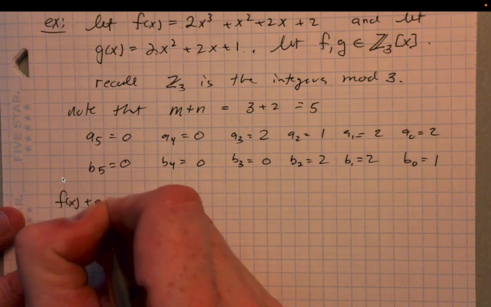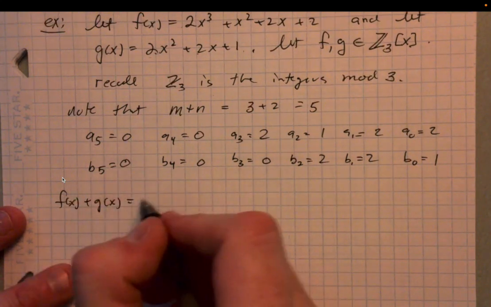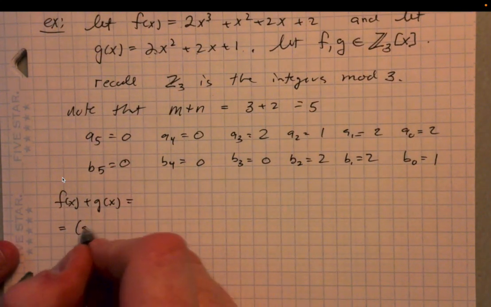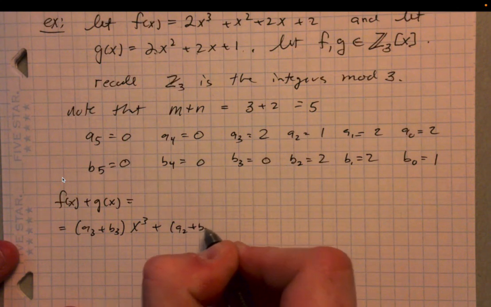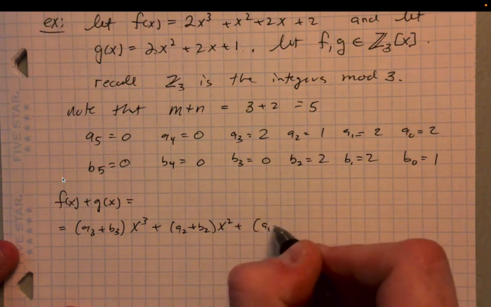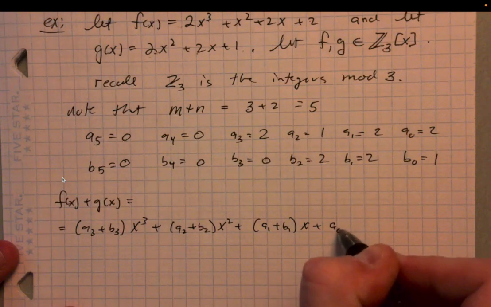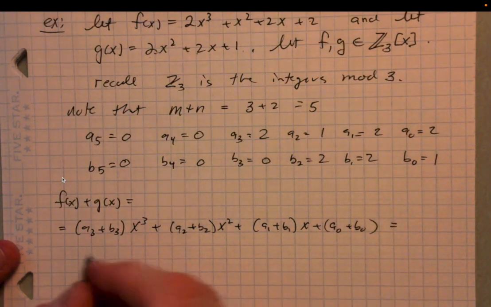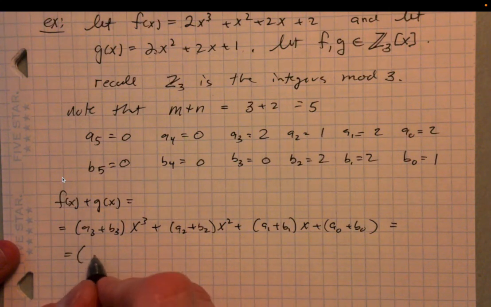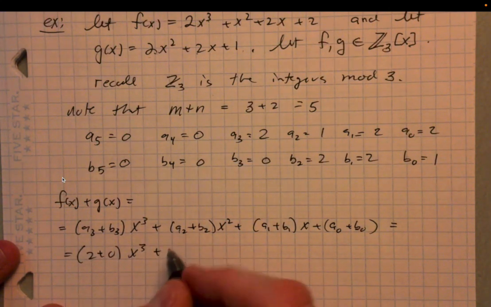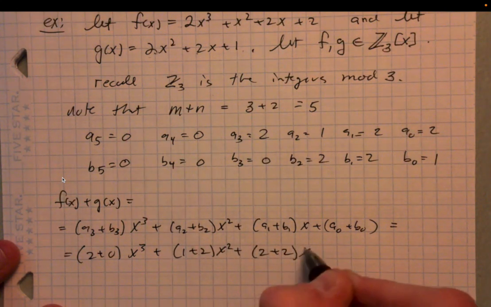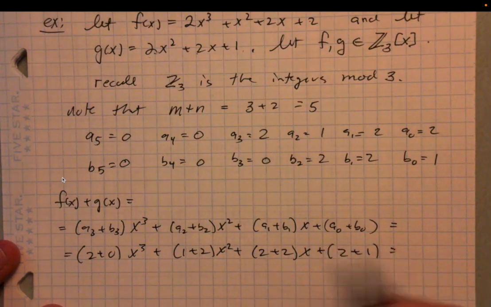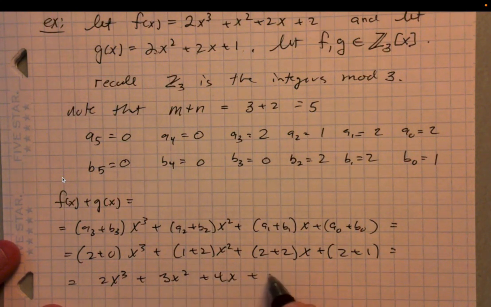So f of x plus g of x would equal, and I'm going to write it out in symbols first so we can be clear, (a3 plus b3)x cubed plus (a2 plus b2)x squared plus (a1 plus b1)x plus (a0 plus b0). And then, of course, this is just (2 plus 0)x cubed plus (1 plus 2)x squared plus (2 plus 2)x plus (2 plus 1). And so this is 2x cubed plus 3x squared plus 4x plus 3.